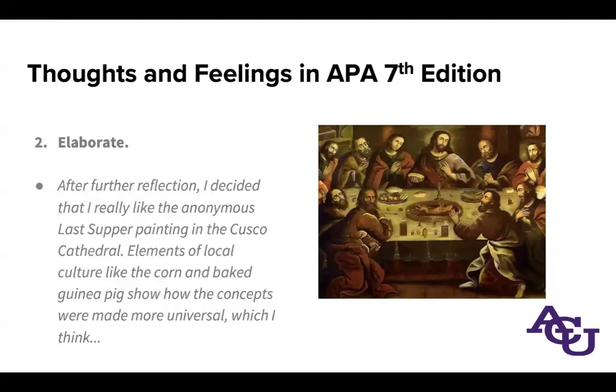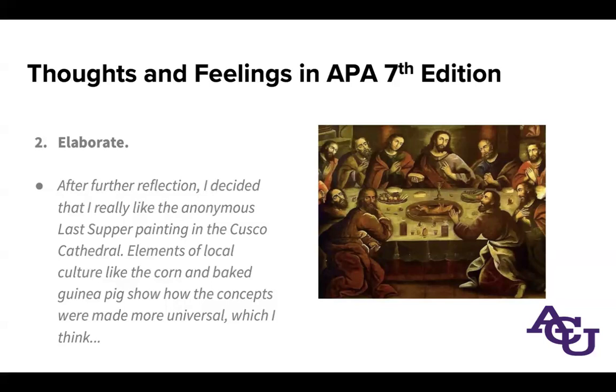So after further reflection, I decided that I really like the anonymous Last Supper painting in the Cusco Cathedral. Elements of local culture like the corn, you can see ears of corn just to the upper right of the main dish, and baked guinea pig, that's what you see front and center, showed how the concepts were made more universal, which I think, and then list whatever your thoughts are.